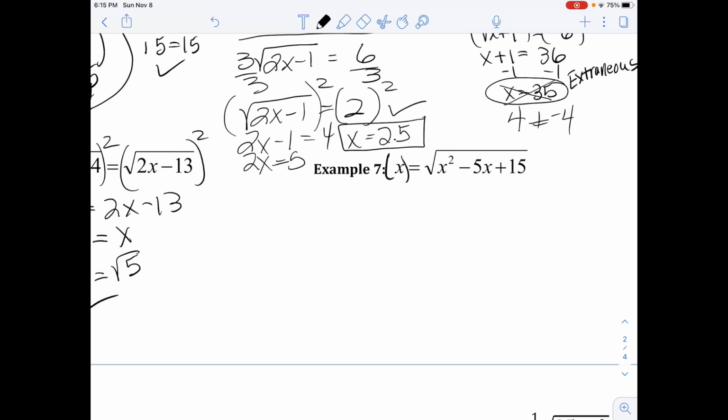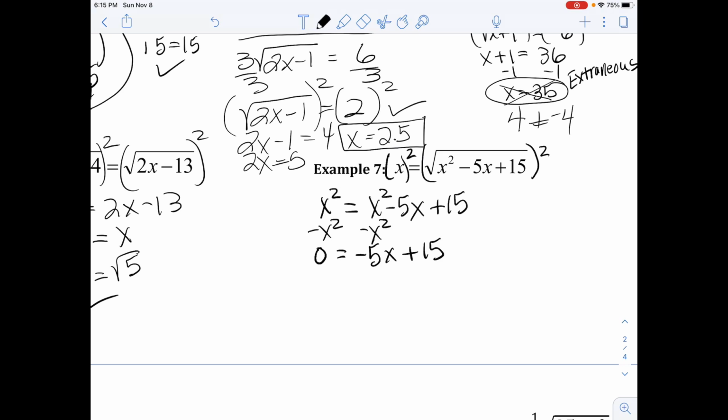Again, isolate the radical, which it already is. Square both sides. On the left side, when you square x, you get x squared. On the right side, when you square the square root, they undo each other. And so you get what's on the inside. X squared minus 5x plus 15. Minus x squared, minus x squared, 0 equals negative 5x plus 15. Negative 15 equals negative 5x.